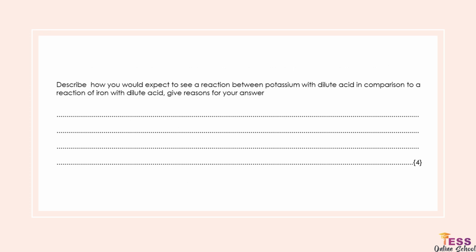Let's try a longer question. This is a describe question, so you have to implement a lot of your scientific knowledge in your answers, as well as trying to explain all of your choices. The question is, describe how you would expect to see a reaction between potassium with dilute acid in comparison to a reaction of iron with dilute acid. Give reasons for your answer.